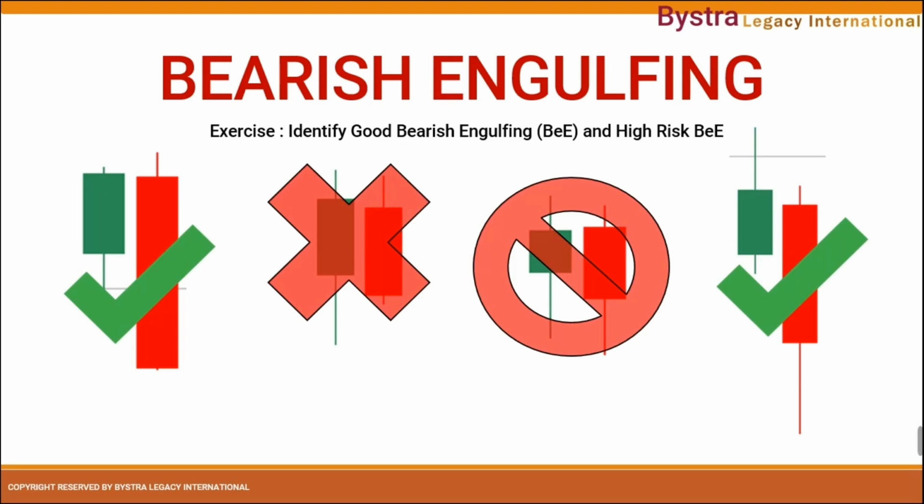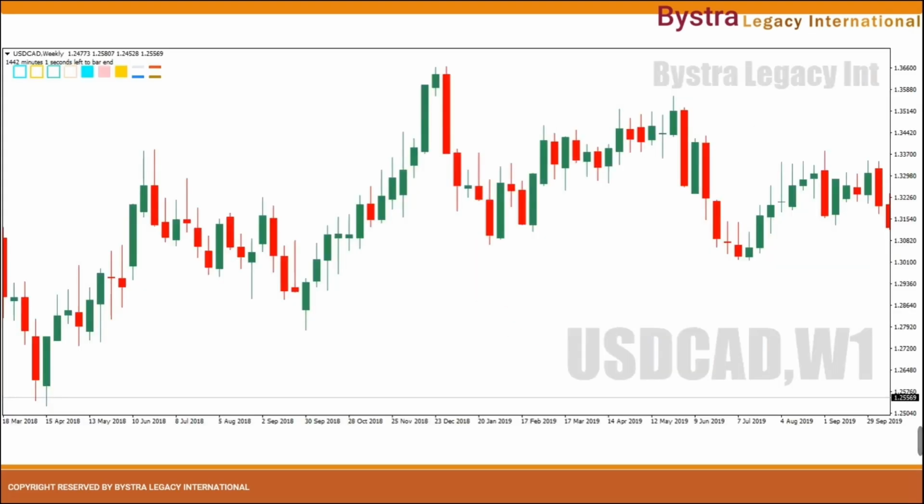Let's look at the example in the MT4 chart. Here, we can see that there are some of the bullish and bearish engulfing. Now, are you able to identify which are the good bullish or bearish engulfing, which are the high risk, and which are the ones that we shouldn't take as an engulfing?